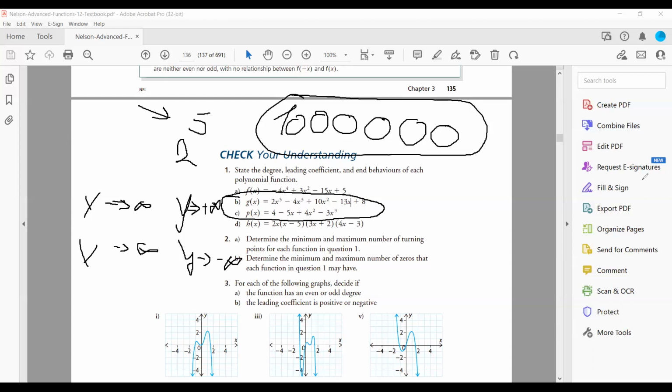Yes, or the negative going, wait, B is going negative down, right? And C is going up, right? I see that B is going up to the right-hand side. When x travels to positive infinity, the graph is going up.